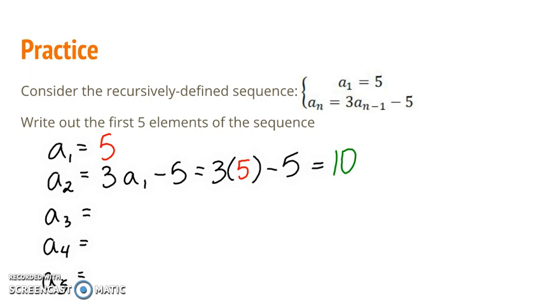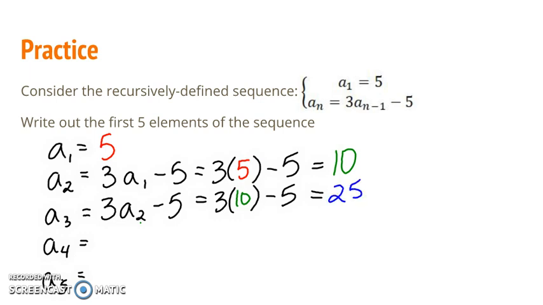Next, I need to figure out a sub 3. That's going to be 3 times a sub 3 minus 1, so that's a sub 2. Again, just to make sure we're understanding that, I'm looking for a sub 3, so my n value is 3, and if I take 3 minus 1, that gives me 2. So I've got 3 times a sub 2 minus 5, which is 3 times, what was my a sub 2? My a sub 2 was 10, minus 5. 3 times 10 is 30, and then 30 minus 5 gives me 25.